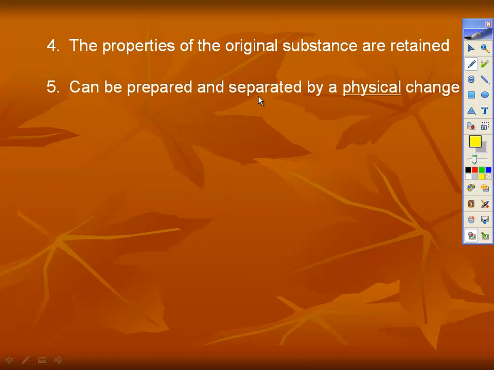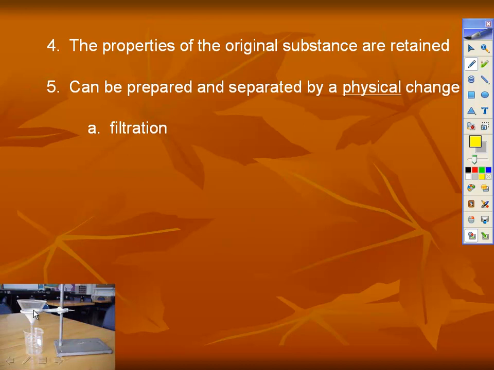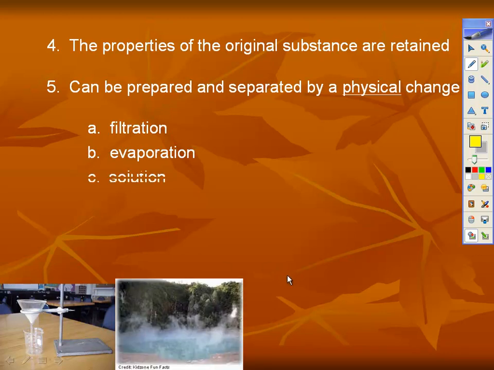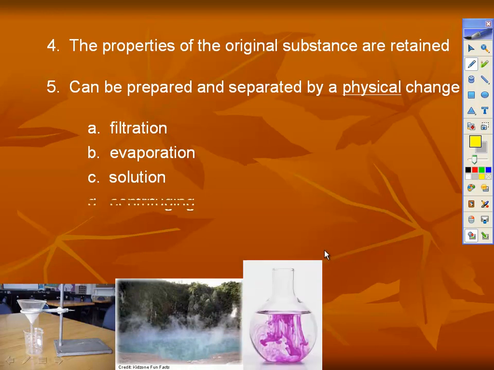And these can be prepared and separated by physical changes. Not chemical, physical. So here are some examples of ways I can prepare and separate these. I could filter it, set up a ring stand with a funnel and a filter paper and run it through. Some of the solid might stay here and the liquid would run through the filter. You could just evaporate the liquid. You could make a solution like the salt water. Mix it up. You could centrifuge it. That means spin it around really, really fast and all the heavy stuff falls down to the bottom.